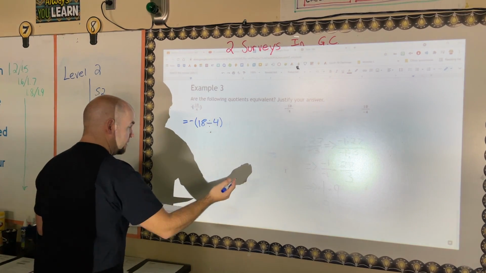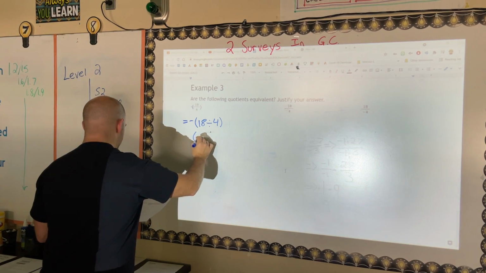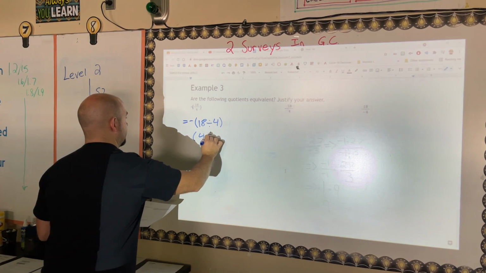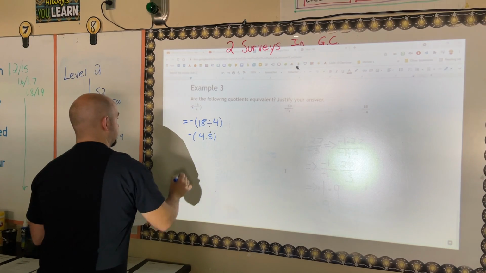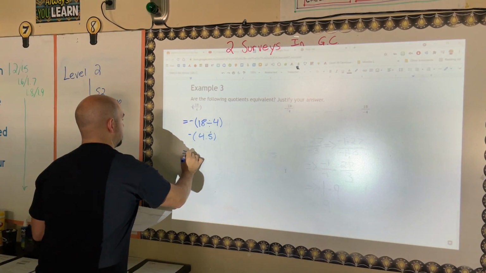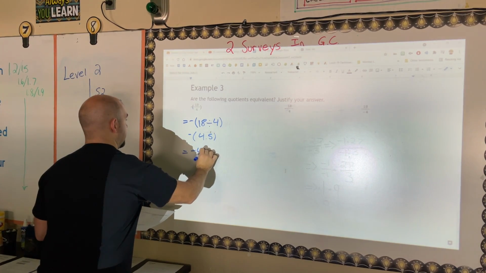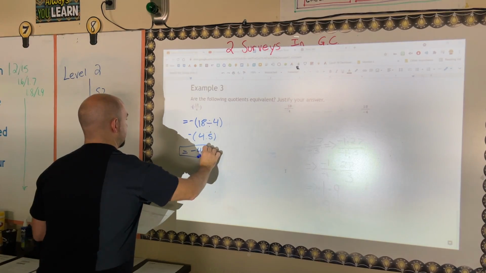This one right here is really saying negative 18 divided by 4. 18 divided by 4, if you calculate it out, is 4.5. So we have our negative there still. So all of this equals negative 4.5 on this side.